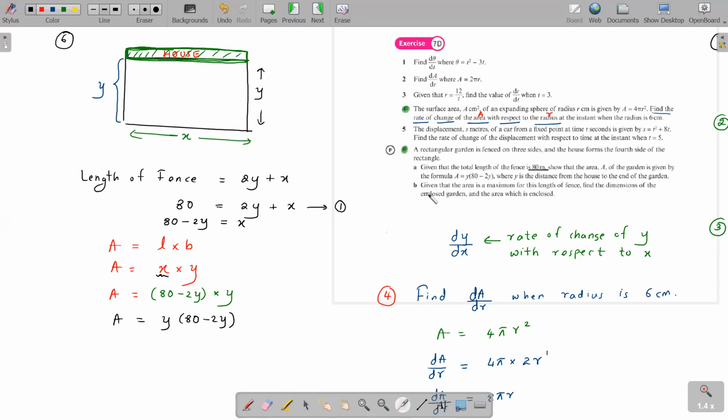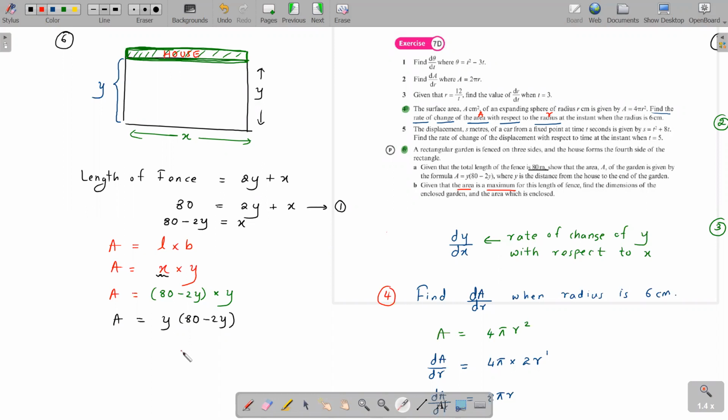Part B, they say, given that the area is a maximum for this length of fence, find the dimensions of the enclosed area and the area which is enclosed. Okay, now what do they say here? The area is a maximum. What do you understand when the area is a maximum? Now you have an equation relating the area and the length, right? The relationship between area and y is given to you. So they are saying the area is a maximum.